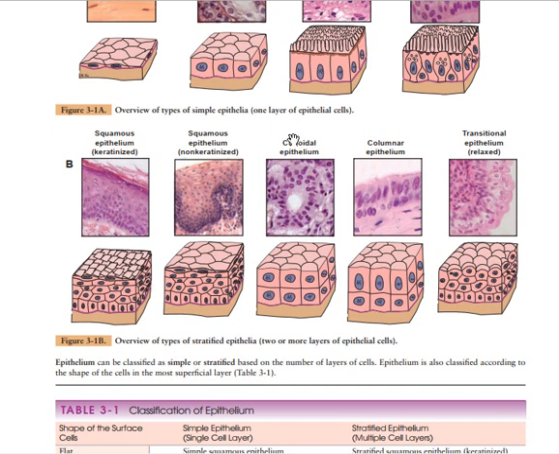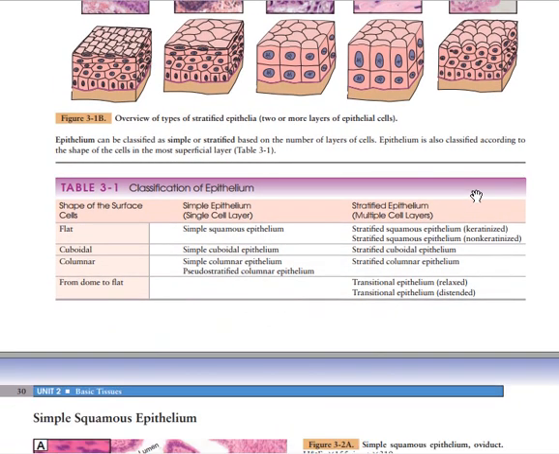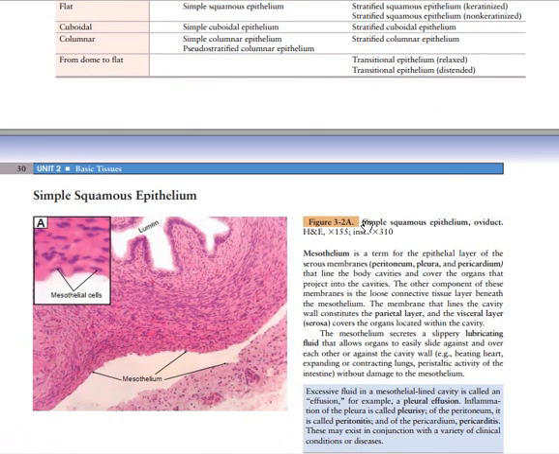Now for cuboidal stratified epithelium, we have usually 2 or 3 layers, and the lowermost layer is cuboidal, the uppermost layer is cuboidal. For stratified columnar epithelium, usually 2 or 3 layers. The lowermost cell layer is going to be cuboidal, and the uppermost cell layer is going to be columnar. And then the transitional, here the uppermost layer is going to be dome shaped. So this is just a brief view of what you have seen already.